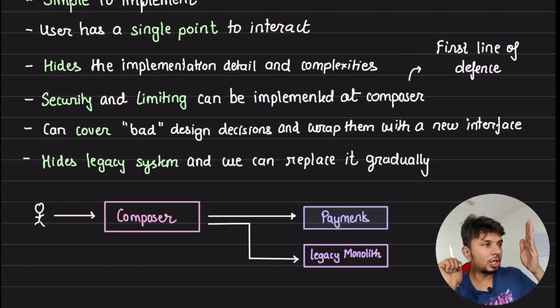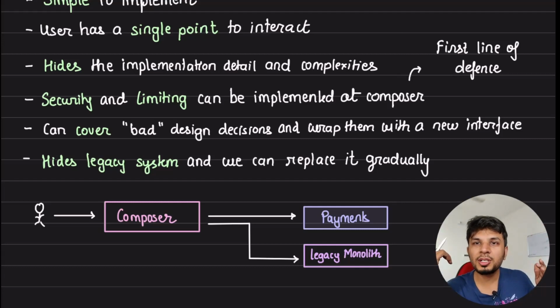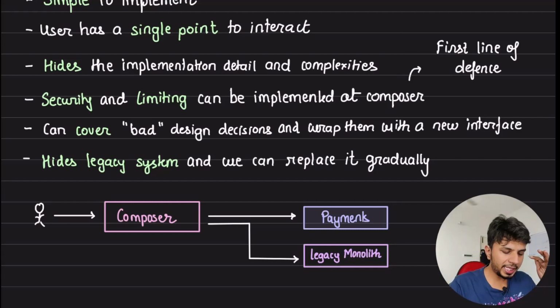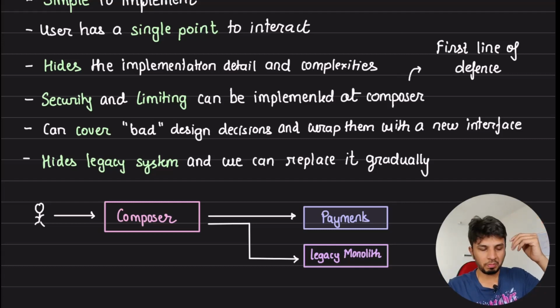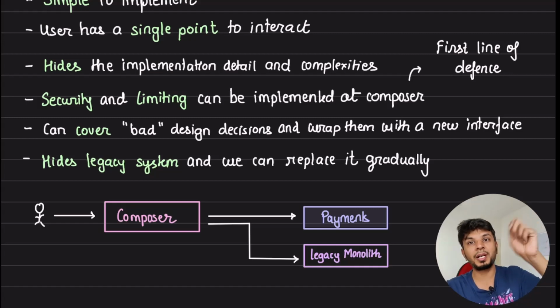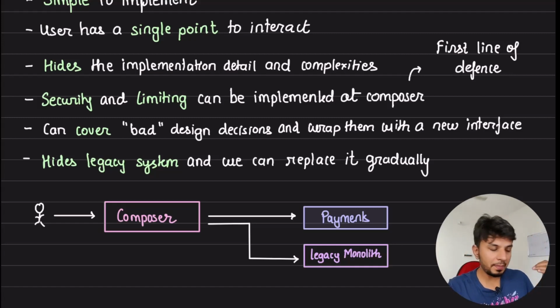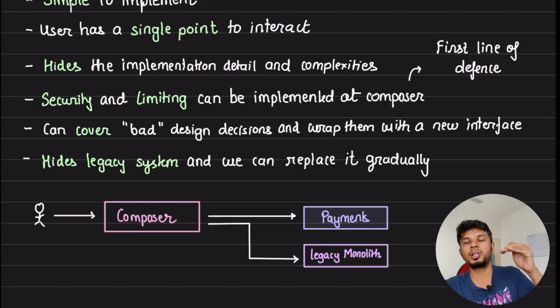This way, your user doesn't need to know that there is a separate payment service or a separate monolith service. And you can slowly keep forking out your monolith modules into separate microservices without impacting anything on the user side, just by adding a layer of abstraction in between. So this is a very common pattern that you will observe whenever you are planning to move from monolith to microservices, or abstracting out the complexities of transition. Very solid use case for that.